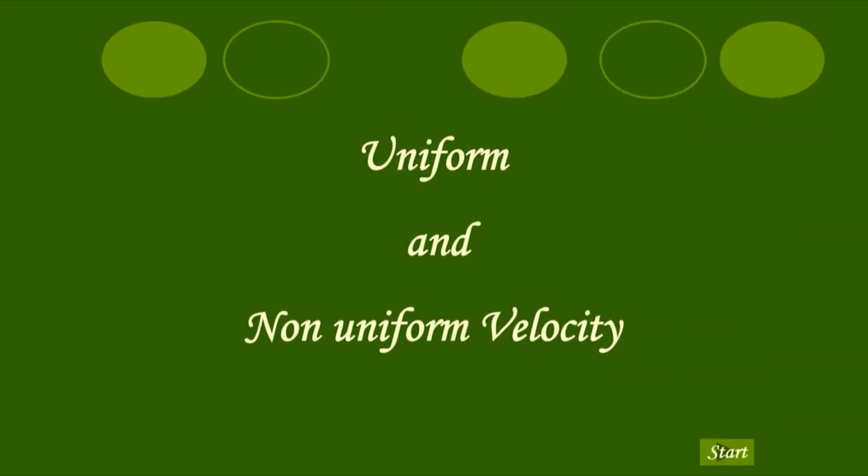Let us take an example of uniform and non-uniform velocity from the subject of physics. And the beauty of this CAI package is that it is developed using only PowerPoint presentation, and here we have locked the mouse and we have also locked the keyboard. We have created buttons. Unless the learner presses a particular button, the next screen will appear. So uniform and non-uniform velocity.